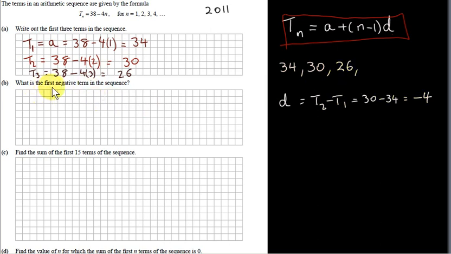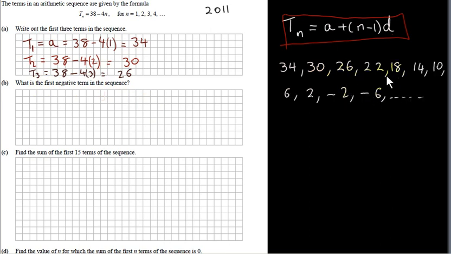In the next question, we want to get the first negative term in this sequence. We want to find out what is the first negative term. Of course, we could just keep writing this out until we get to it. So I've written out several terms of this sequence. 26 minus 4 is 22, 22 minus 4 is 18, 18 minus 4 is 14, and so on. And I eventually get to a negative term. I get to minus 2. If we just count these terms, we'll see that T10 is equal to minus 2.